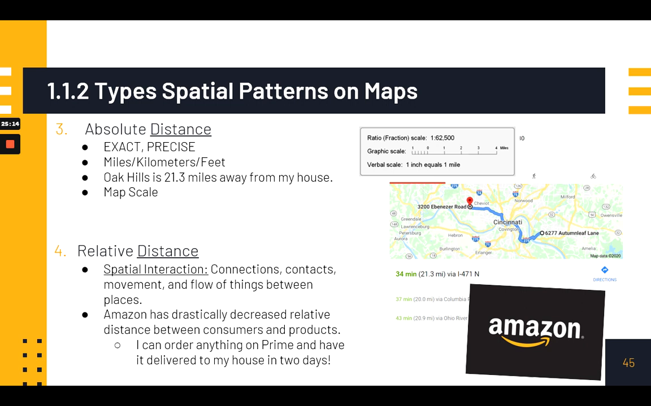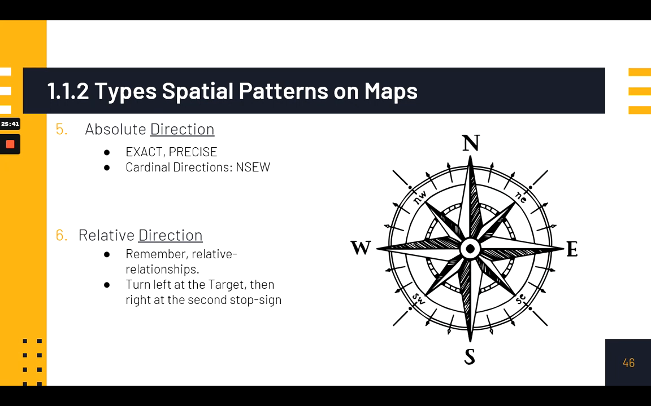Same concept. Absolute distance is exact and precise, like how many miles away something is. Relative distance has to do with how fast things go, how fast you're going. Like if you were to say it's a 2-hour drive away, that's relative distance. I didn't teach that in person. Absolute direction, that's exact cardinal directions. I'm heading northeast, that would be absolute direction. Relative directions: turn left at Target, then right at the stop sign. Those are relative directions. It's kind of the same concept. That's why I'm not having you write it down. I hope that's okay.